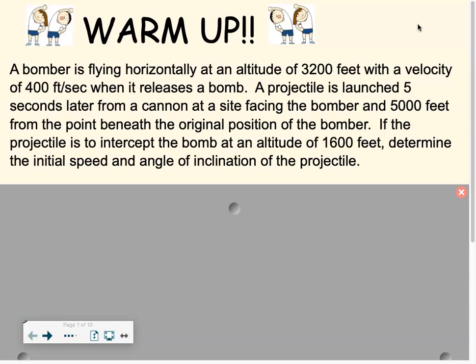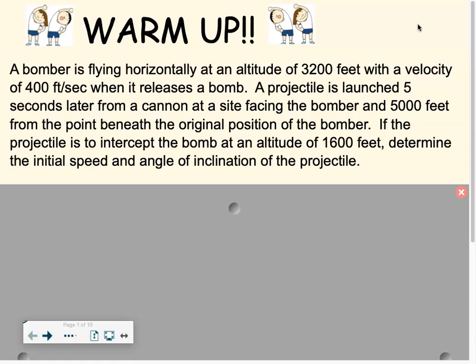Okay. A projectile, look at how fun this is. A projectile is launched 5 seconds later from a cannon at a site facing the bomber and 5,000 feet from the point beneath the original position of the bomber. If the projectile is to intercept the bomb at an altitude of 1,600 feet, determine the initial speed and angle of inclination of the projectile.